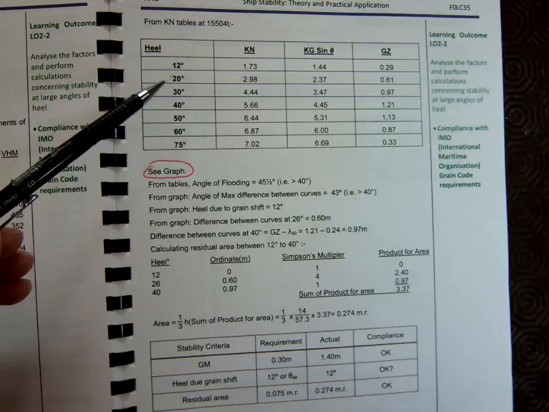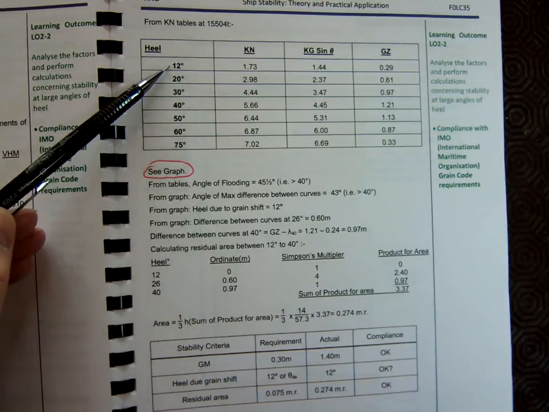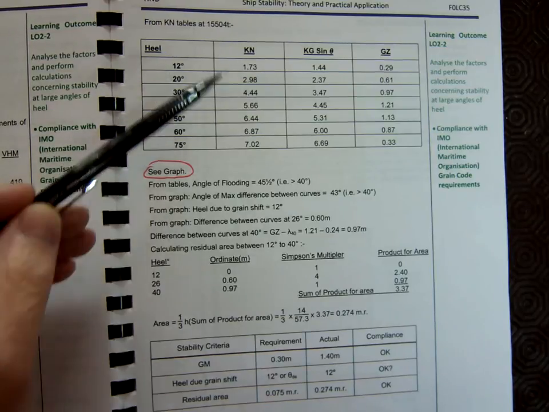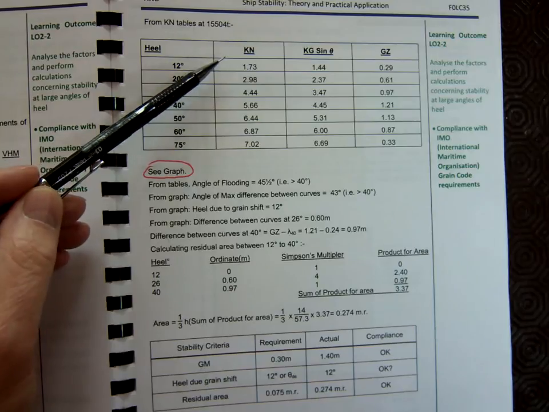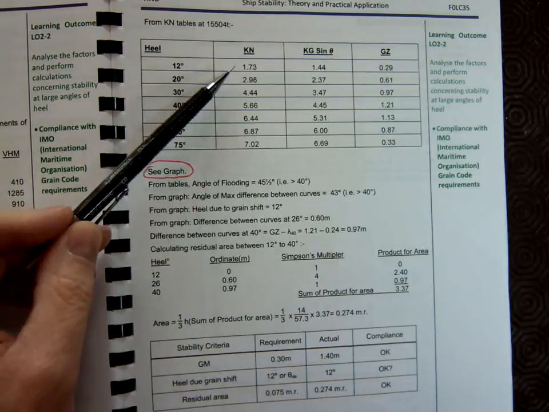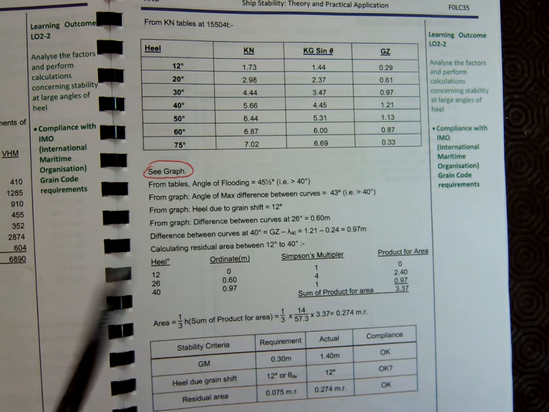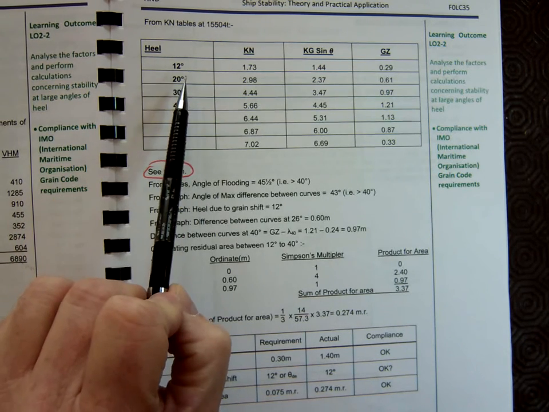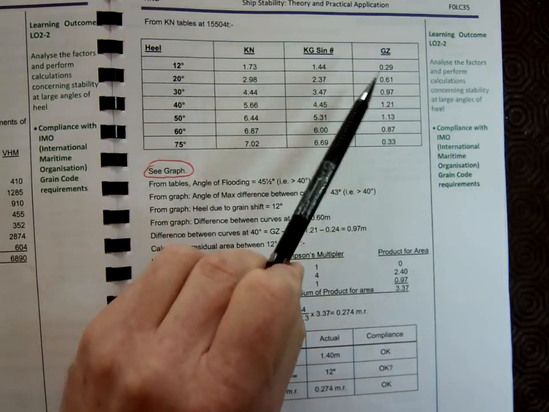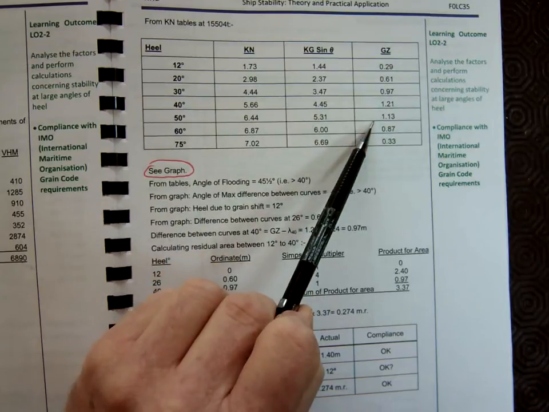You should have done this before with Simpson's rules, and we simply write down the angles of heel: 12, 20, 30, 40, 50, 60, 75. Go into the KN tables, look it up at our displacement of 15,504, and write down the values of KN. KG sine theta: our final KG was 6.93, so 6.93 times sine 12, 6.93 times sine 20, etc. Then subtract one from the other, and those are the GZ values.